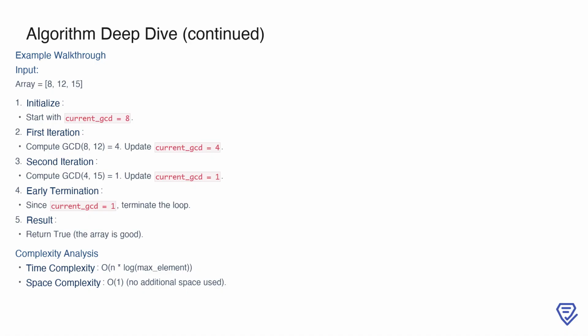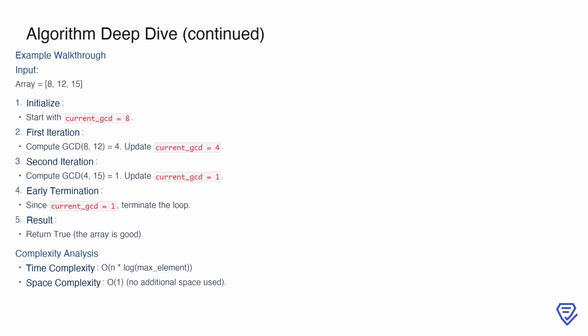In the second iteration, we compute the GCD of 4 and 15, which is 1, and update current_GCD to 1. Since current_GCD is now 1, we terminate the loop early, as further calculations are unnecessary. Finally, we return true because the array qualifies as a good array.